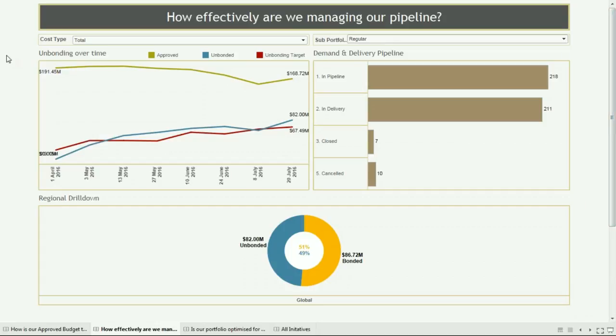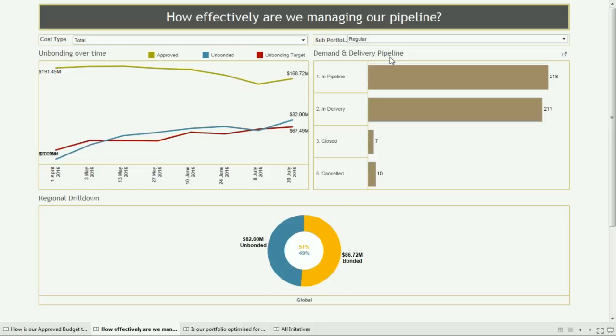On the top left-hand side, unbonding over time, we've brought through that approved chart that you saw on the top left of the previous dashboard. We've then got the unbonded amount tracking throughout the series of time. And then we've introduced a third element, which is our target, effectively our KPI on our expected utilization throughout the year. This is to ensure that we're not holding on to money until the end of the year unnecessarily, nor are we burning through it at too fast a rate.